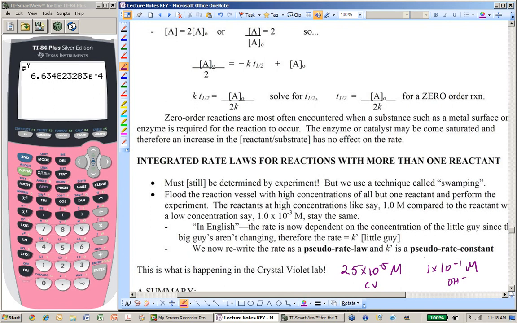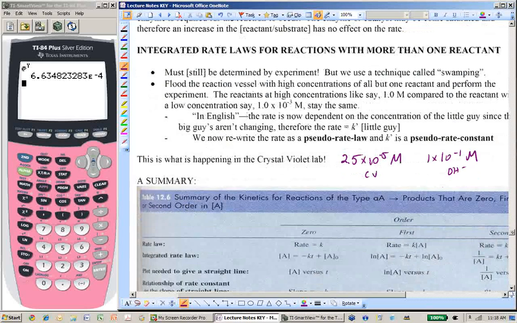So we are swamping the concentration of the crystal violet, which is essentially holding the concentration of the hydroxide constant. For all intents and purposes, it does not vary from the 1 times 10 to the minus 1 molar. So when we do this, we're really calculating a pseudo rate law. I just want to make that point before you actually go off and do that lab.